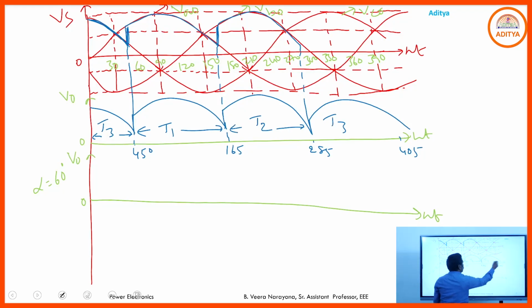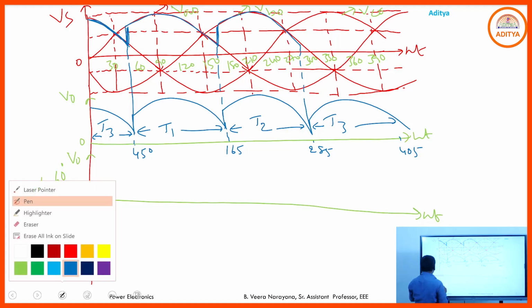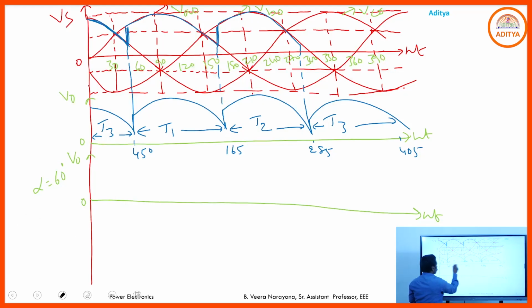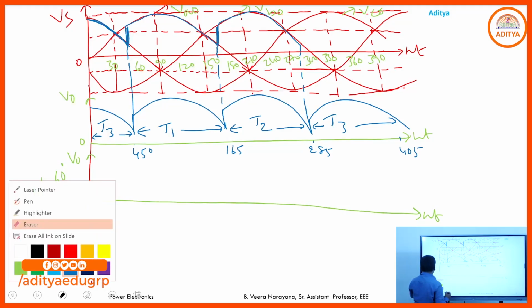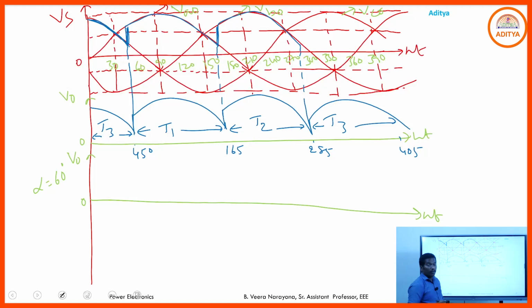Again here T3. So you can observe here, if you go through this RL load, the output voltage never reaches zero. Hence you continuously have some current in the load side. So that is simply said to be continuous conduction mode.